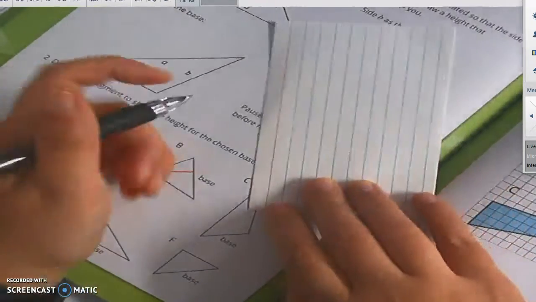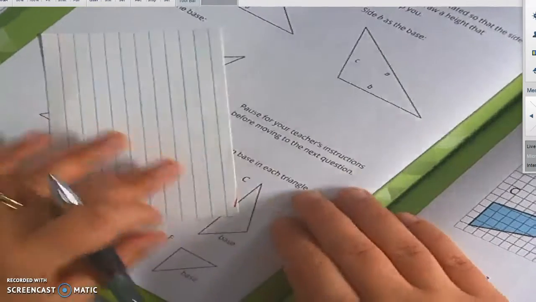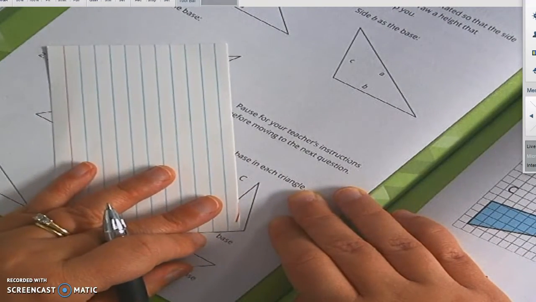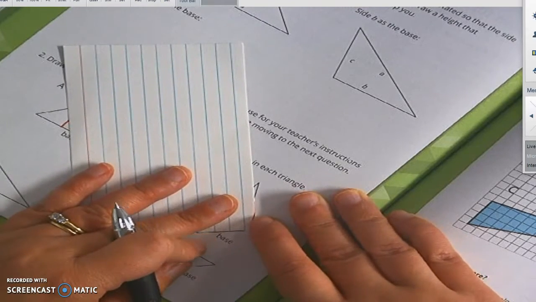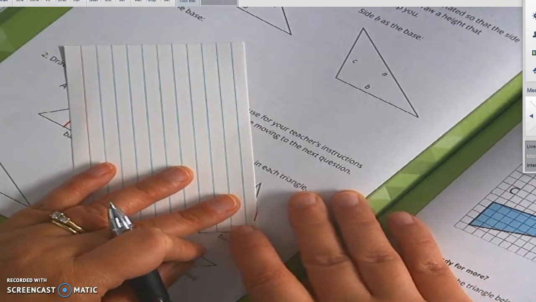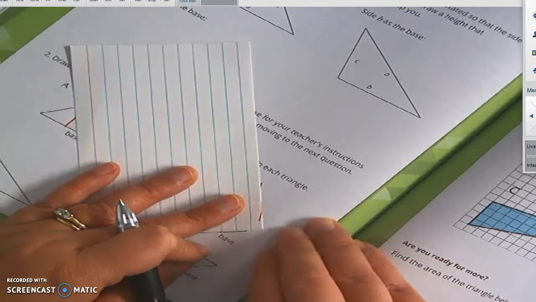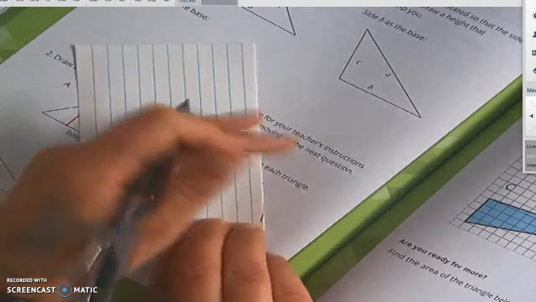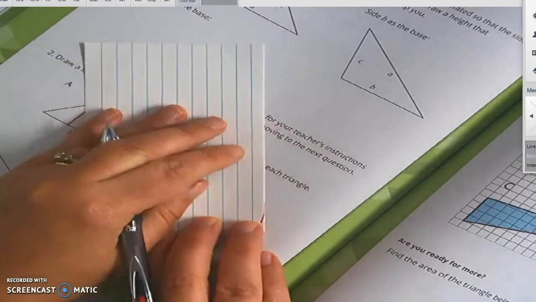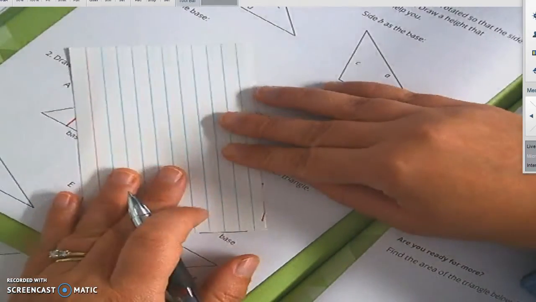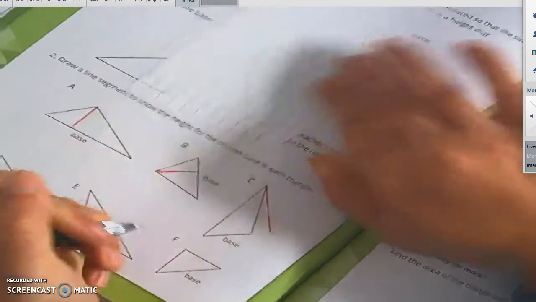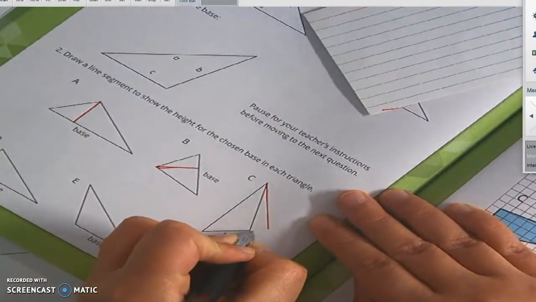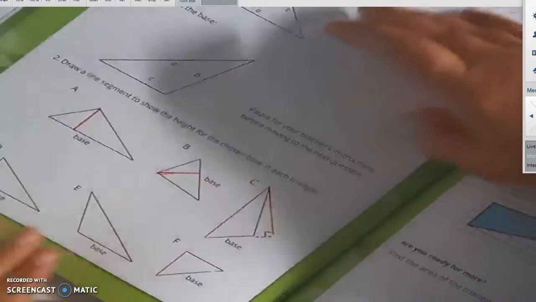And same thing for C, 90-degree angle right here. This one is way off to the side, so I'm going to follow my base and follow my vertex and just try to get it the best I can. If it would stop wiggling, it would help. So that one I had to extend my base out to meet it.